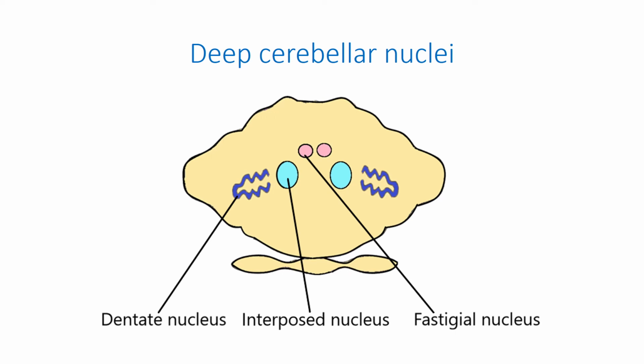There are also projections from the fastigial nucleus to the hypothalamus and limbic system. It indicates that fastigial nucleus is engaged in the regulation of visceral and emotional activities. The interposed nucleus is located between the fastigial and the dentate nuclei. Its cytoarchitectonics is similar to that of fastigial nucleus.